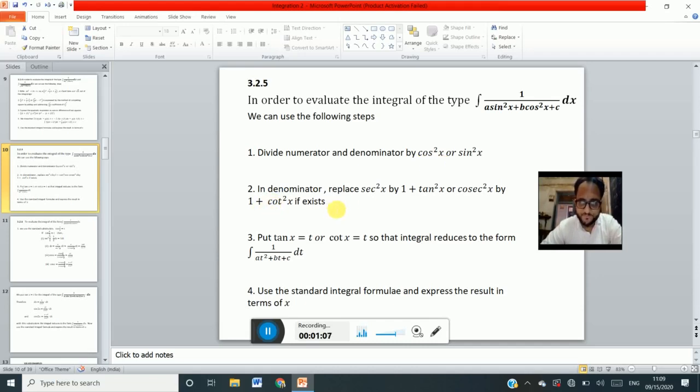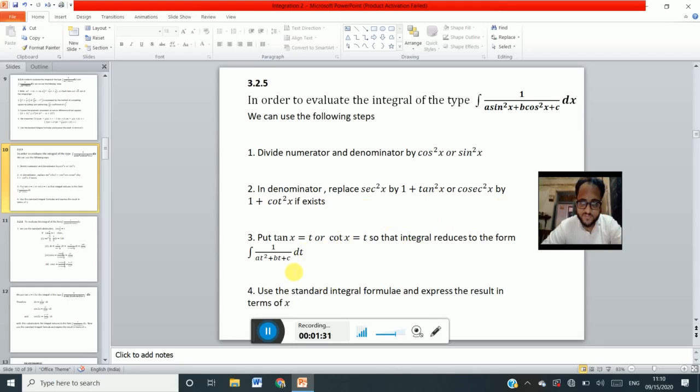In the denominator, if the first step is this, divide by cos square or sin square, then replace sec square by 1 plus tan square or cosec square by 1 plus cot square in the denominator, right? This is the second step. In the third step we have to put tan x equals t or cot x equals t in the given integration, which is obtained after these two steps.